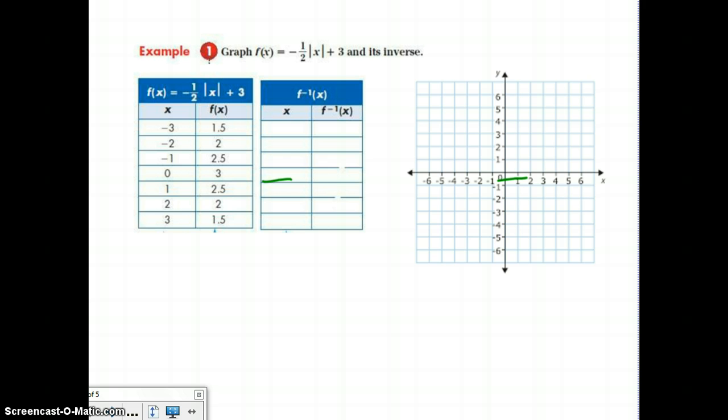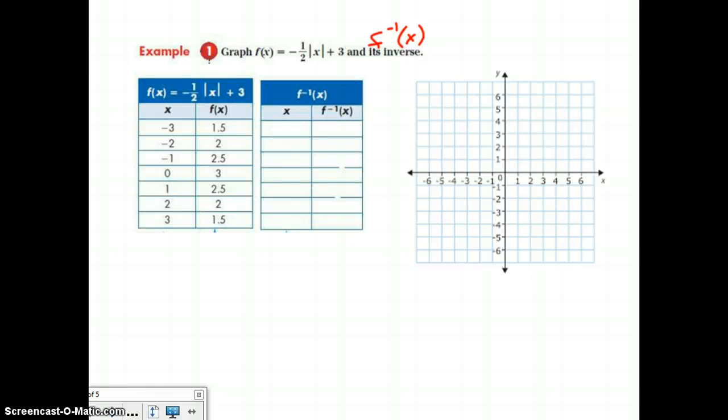So if I'm looking here at my first example, it says to graph the function f of x equals 1/2 the absolute value of x plus 3 and its inverse. And its inverse is written as f to the negative 1 of x, and that tells me that I want the inverse of that. On the table on the left side, we have a table of input and output values for the absolute value function, which we learned is probably one of the easiest ways to graph an absolute value function. And then on the right side, it's blank to put in the inverse.